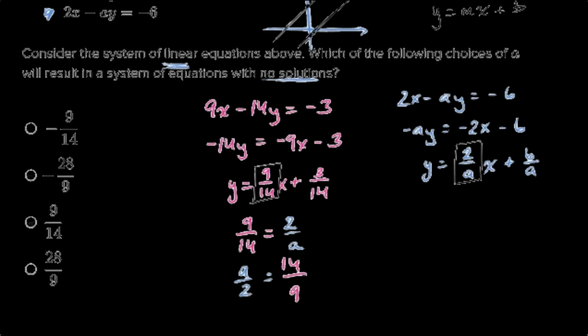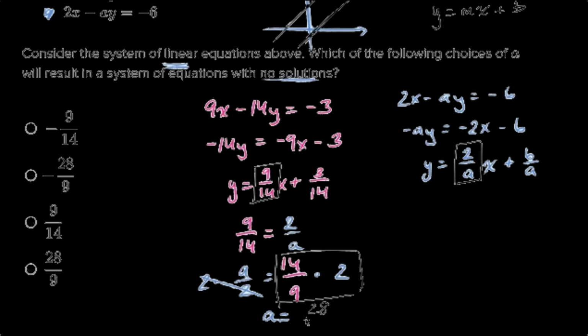And then multiply both sides by 2. And you're going to get a is equal to 28 over 9. A is going to be this right over here. This is 28 over 9. So if I'm under time pressure, I already see a choice that's looking pretty good.